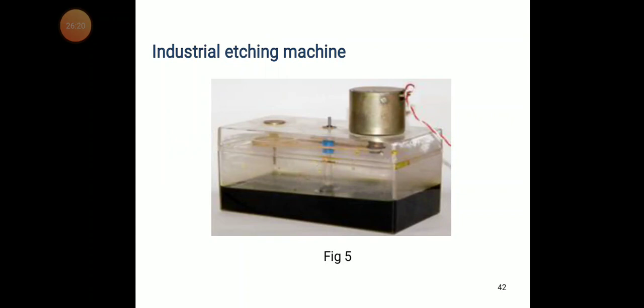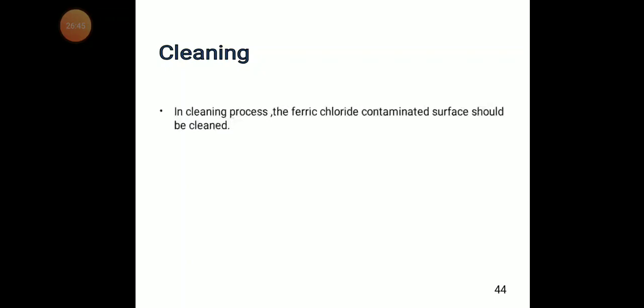Next, the industrial etching machine, you can see. In this we place the PCB, and the etchant will remove the unwanted copper. After etching, what are we going to do? After etching, we go to the cleaning process. How can we clean?